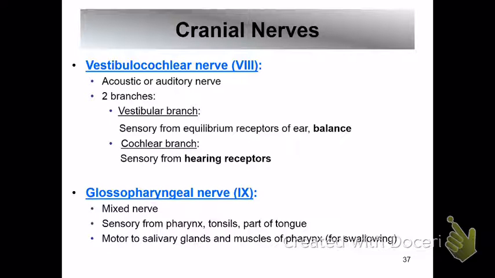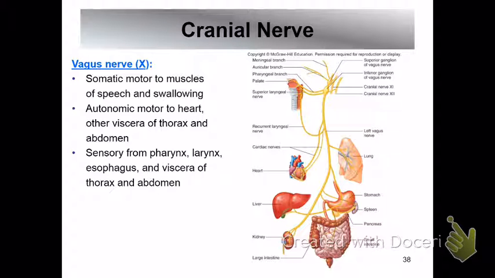Glossopharyngeal, think about like spit is glossy, right? Sensory: pharynx, tonsil, part of the tongue, but it makes you salivate. Vagus nerve, autonomic motor. So it's from the brain to senses from the heart, the thoracic, the abdominal.